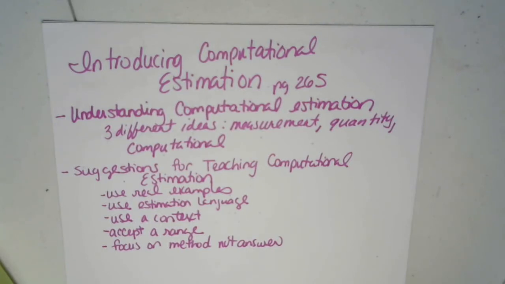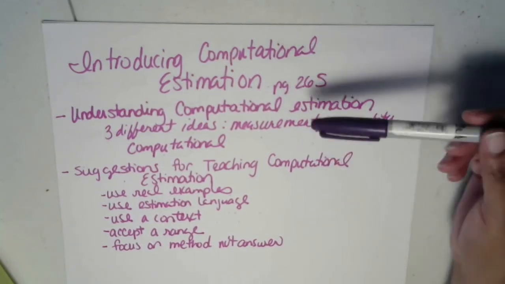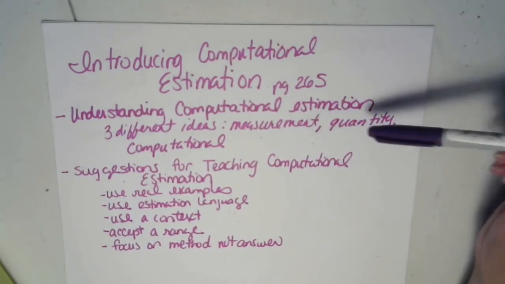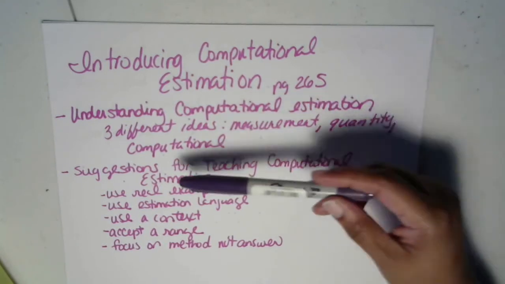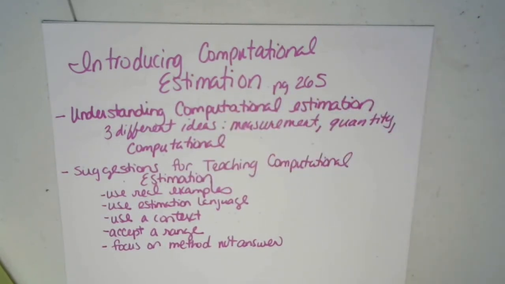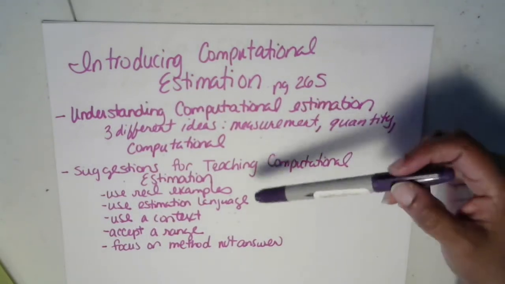They struggle because you've been telling me for 3 years or 4 years or a whole semester or 2 semesters or 9 weeks to give you the answer. Now you don't want an answer. Now you want an estimate of an answer. When I was a student, this was something that I struggled with. There are 3 different ideas when it comes to estimation. So we have measurement, estimate the length; quantity, estimate the amount; and then computation, give me an estimate of the answer.